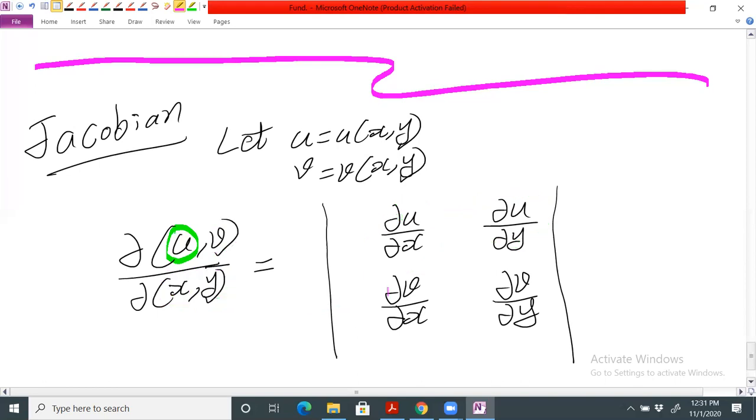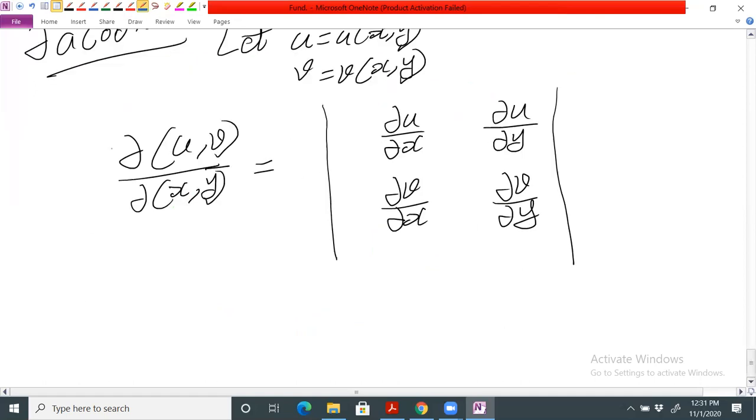This is what we have whenever two functions are functions of two variables, and this is called the Jacobian. In other words, we can write the same thing as capital J of u comma v with respect to x comma y, the Jacobian of u comma v with respect to x comma y. In any manner we can mention it.